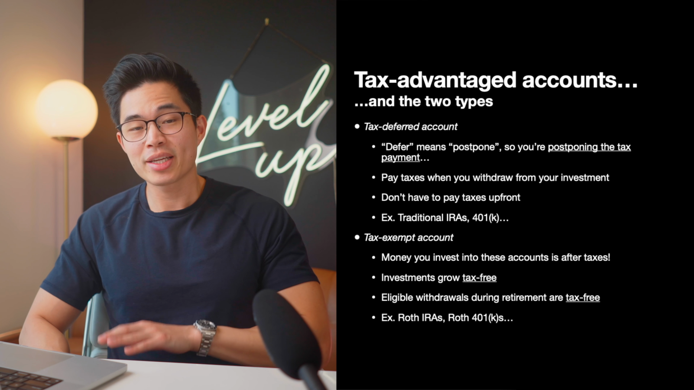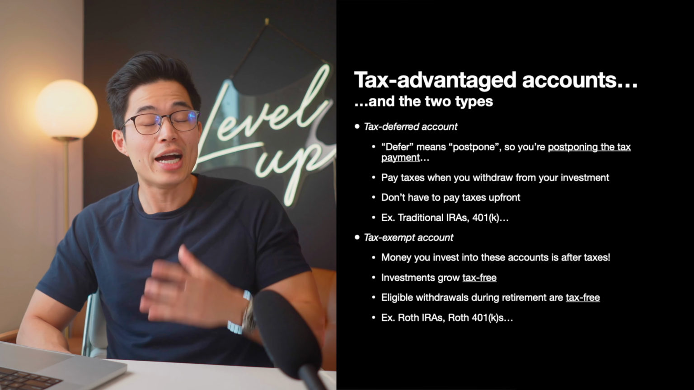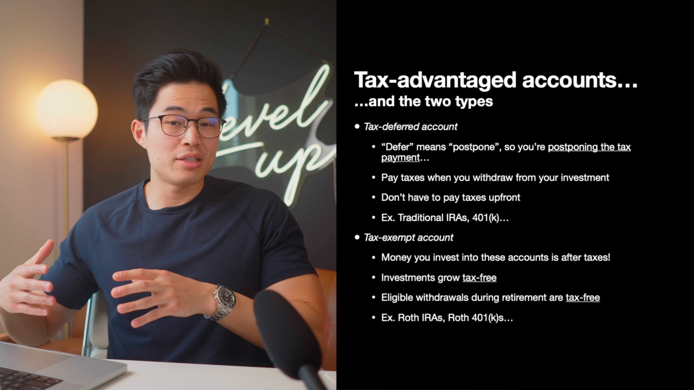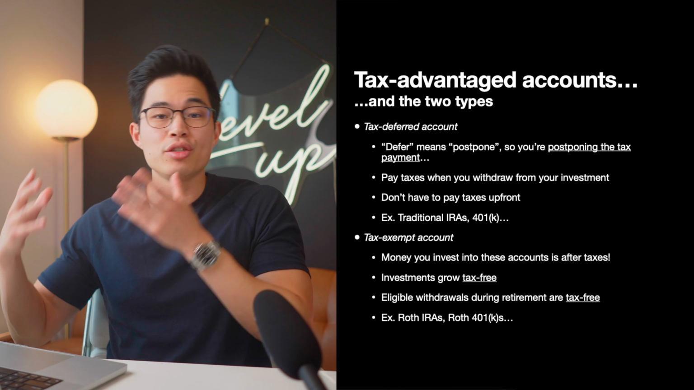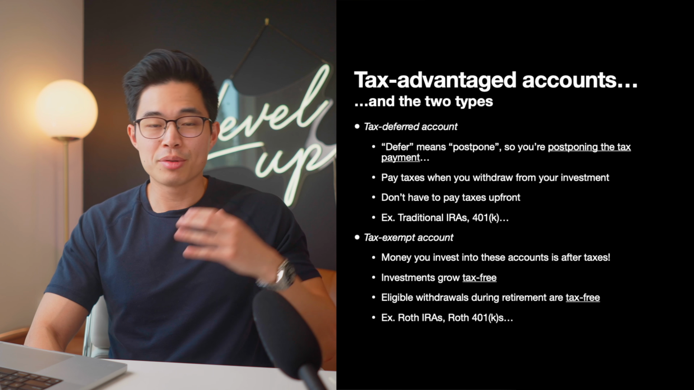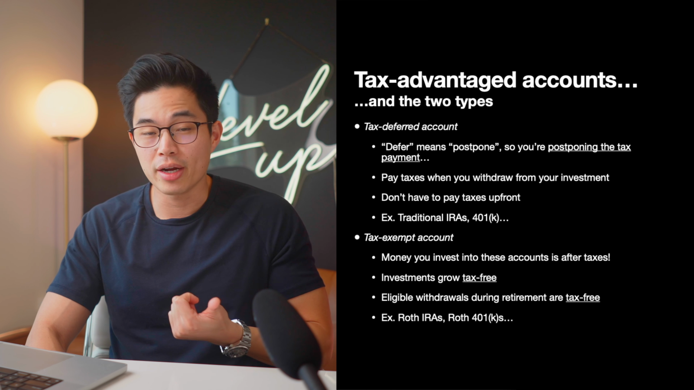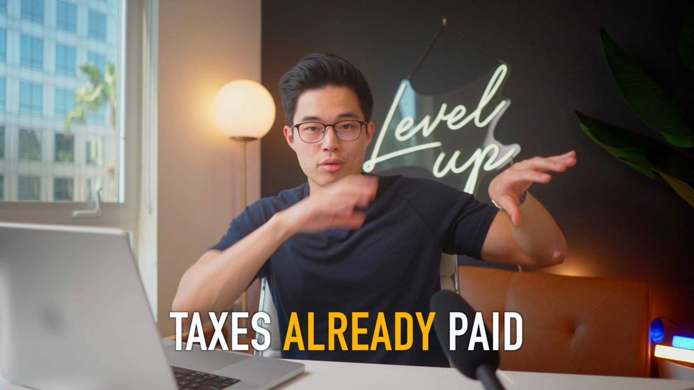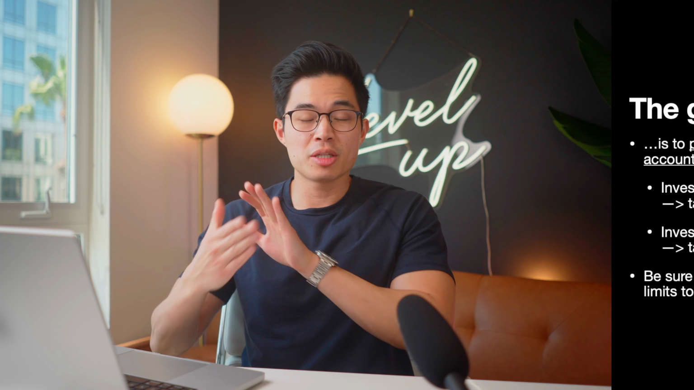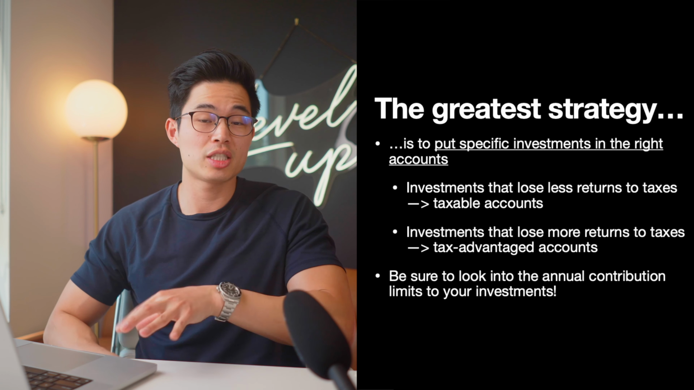Now, with a tax exempt account, the money you're putting into that account is actually after taxes. So in this case, these investments are able to grow tax-free, and you don't need to pay taxes when you pull it out. So examples of a tax-exempt account would be a Roth IRA or a Roth 401k. With these, you put in money that's already post-tax, meaning you don't get a deduction. But of course, the benefit is that money grows tax-free, like I said, and when you pull the money out, you already paid taxes on it at the very start with your contributions, so you don't need to pay taxes again.